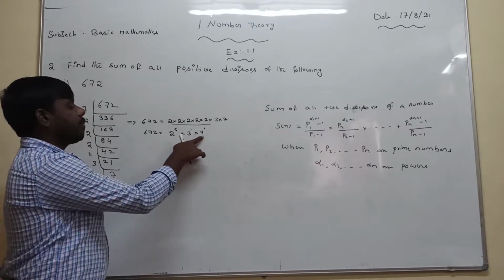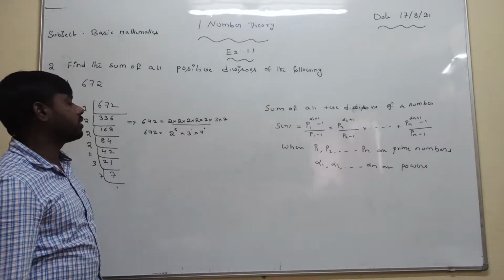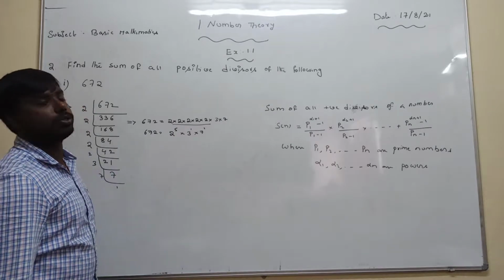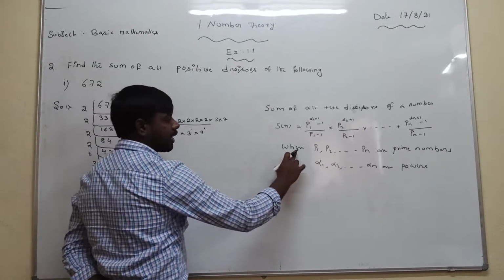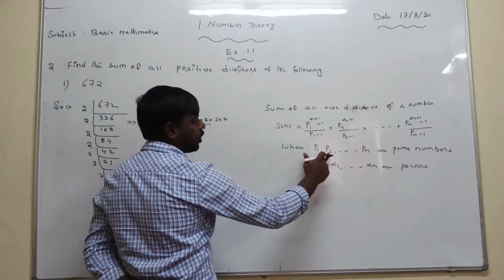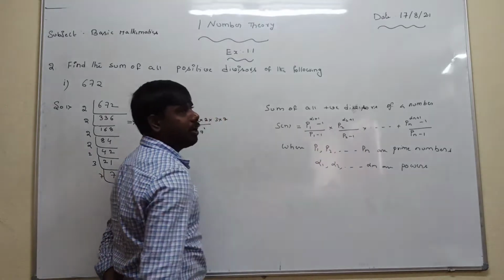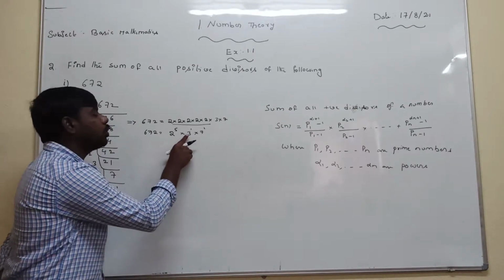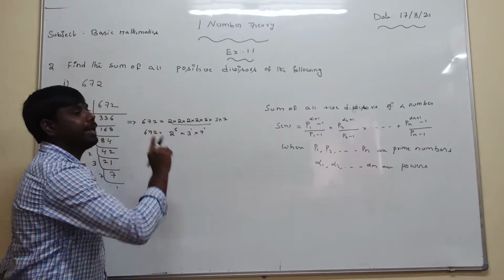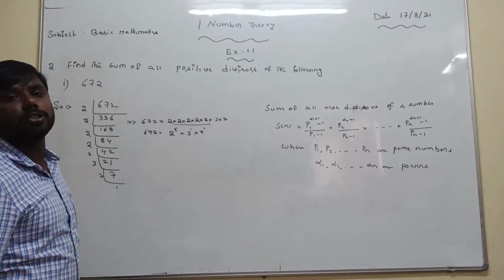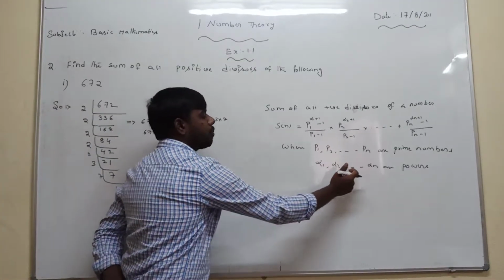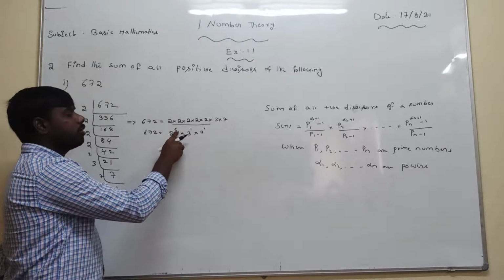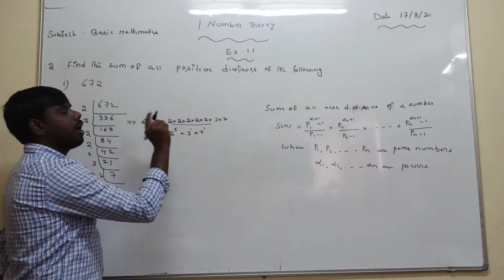So 672 is expressed as a product of prime numbers. 2, 3, 7 are the prime numbers, and 5, 1, 1 are called the power values. P1, P2, and so on up to Pn are called prime numbers. P1 is 2, P2 is 3, P3 is 7. Power values are called alpha 1, alpha 2, alpha 3. Alpha 1 is 5, alpha 2 is 1, alpha 3 is 1.